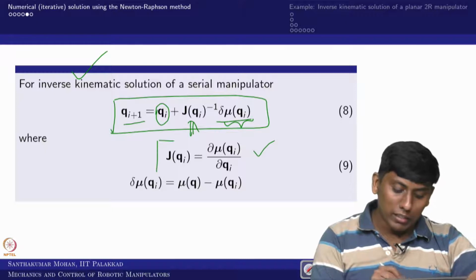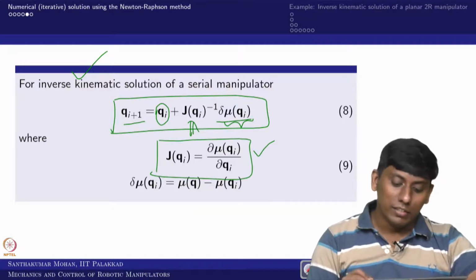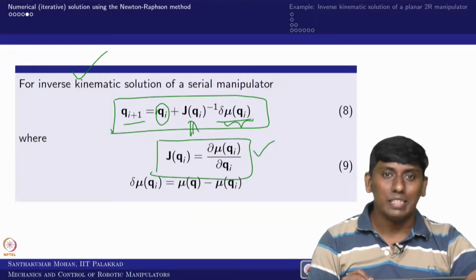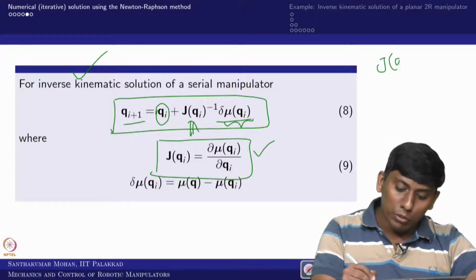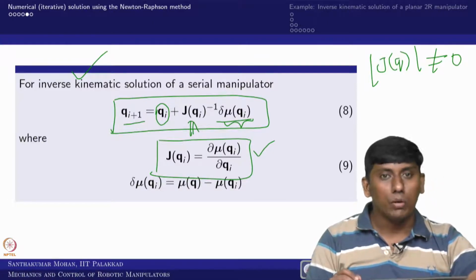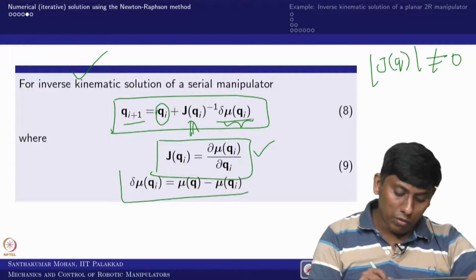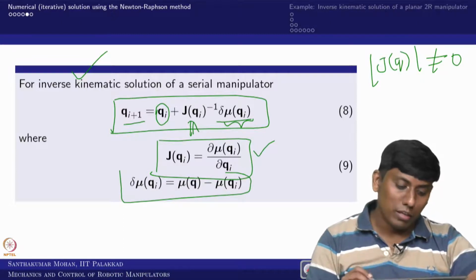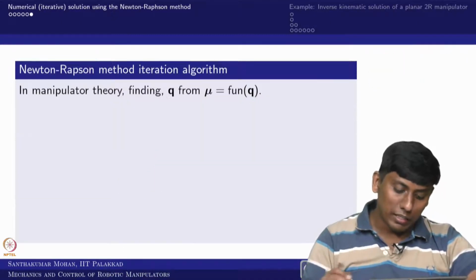So here the only condition is that J should be non-singular, in the sense the determinant of J of q should be non-zero. Otherwise what happens, this J q inverse would not be possible, okay. So that is what we are writing. So we will take one simple example in the next slide.